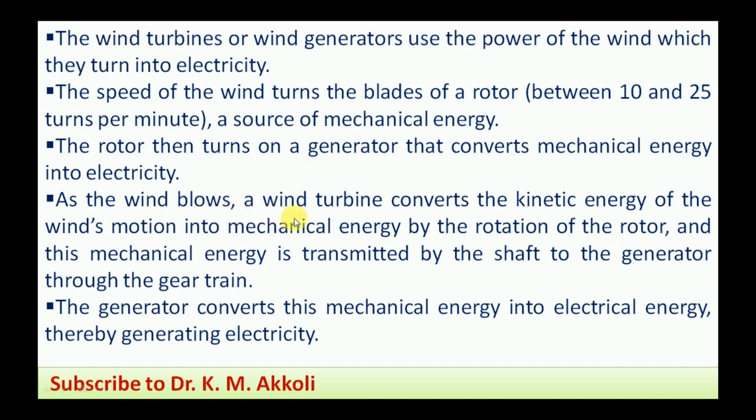As the wind blows, a wind turbine converts the kinetic energy of the wind's motion into mechanical energy by the rotation of the rotor, and this mechanical energy is transmitted by the shaft to the generator through a gear train. The generator converts this mechanical energy into electrical energy, thereby generating electricity. Like this, we can generate electricity from the energy present in the wind.